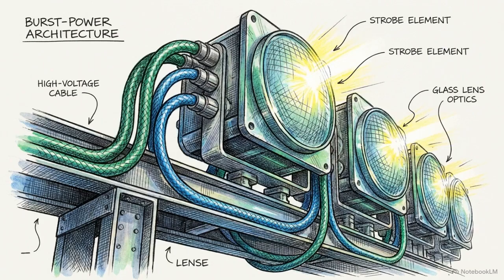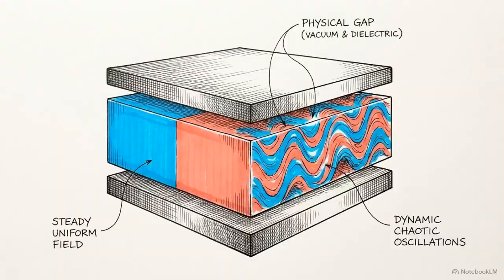This ability to deliver mathematically massive amounts of power in milliseconds makes the component irreplaceable for any burst power application. Because of the physical gap created by the dielectric, a capacitor exhibits a paradoxical behavior, depending entirely on the type of electrical current flowing into it.